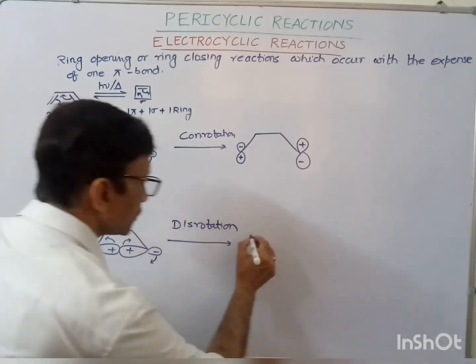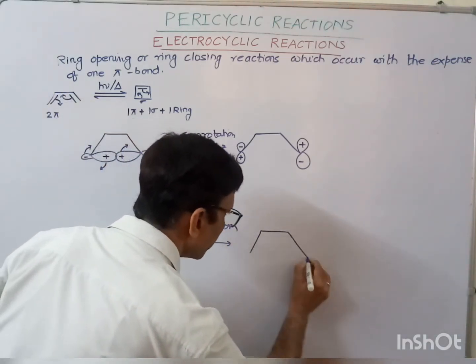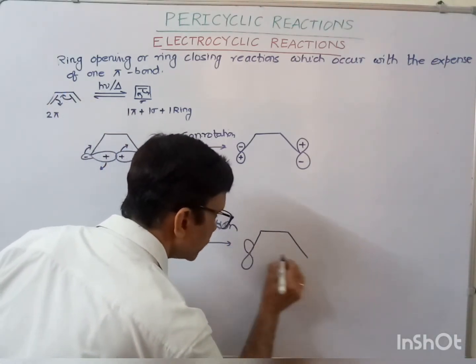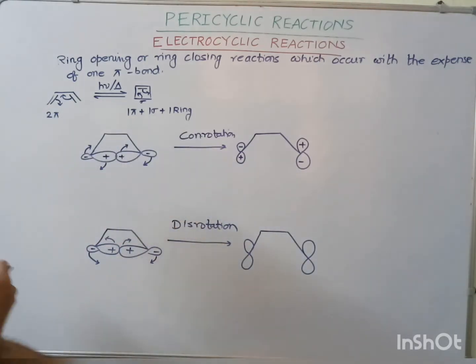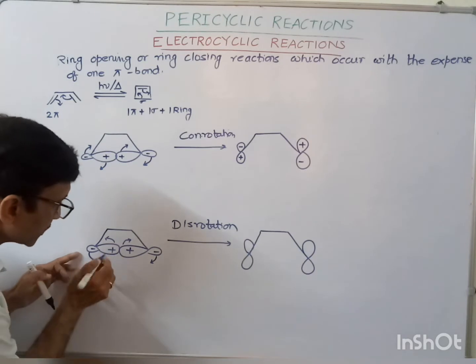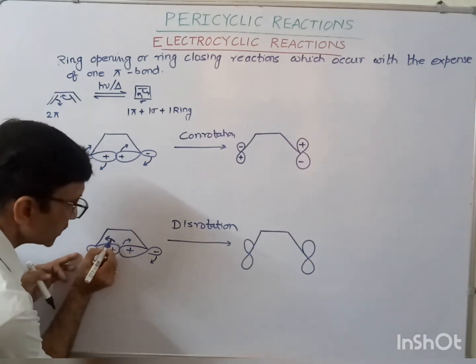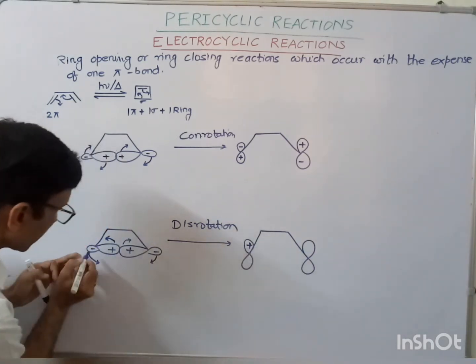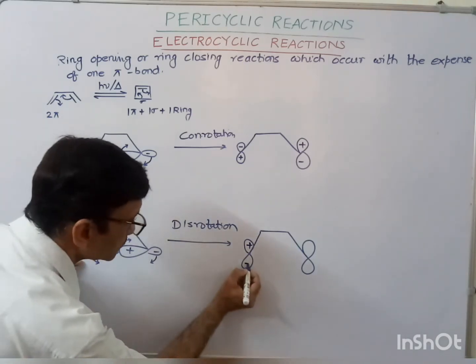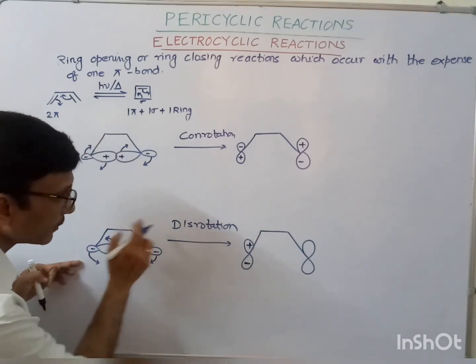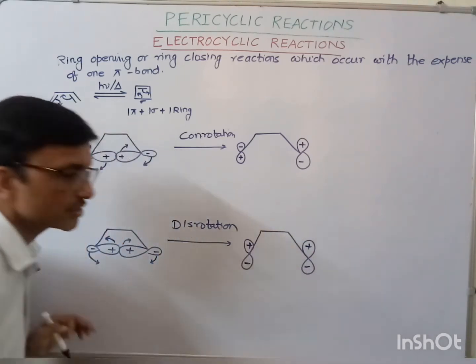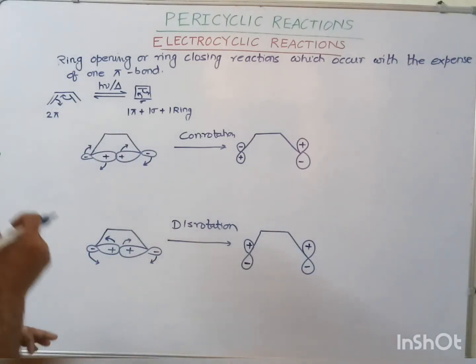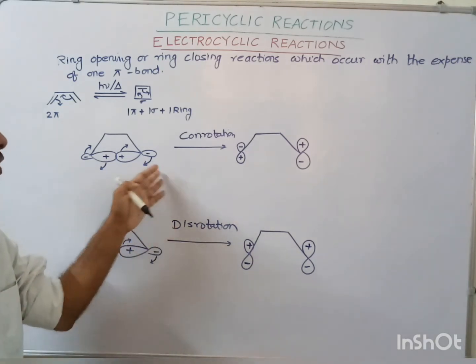So what you will see after this bond breaks is that it would be converted into a p orbital. So this sigma orbital would be converted into a p orbital, and this plus sign is going up. Minus sign is coming down. This plus is coming up, and this minus is coming down. So this is disrotation. This is conrotation.